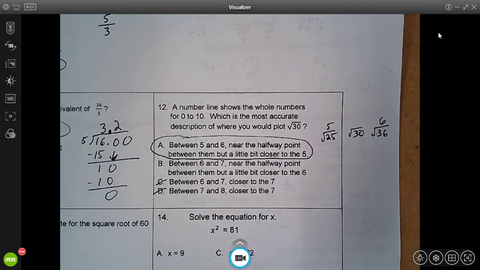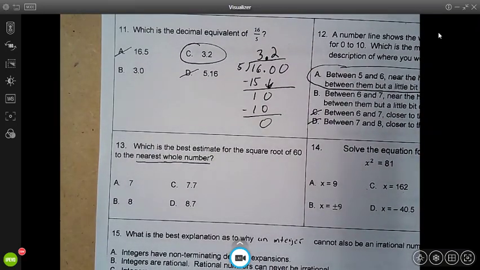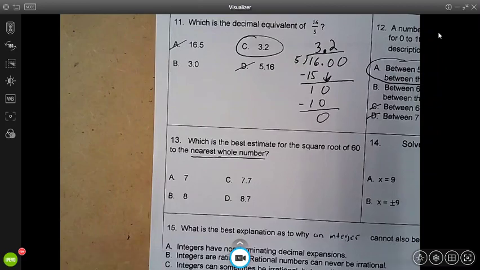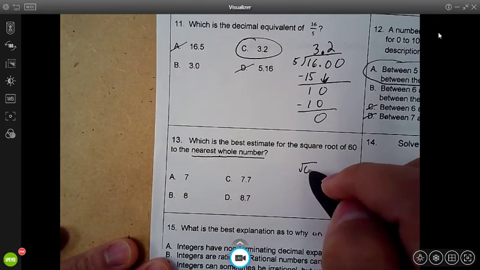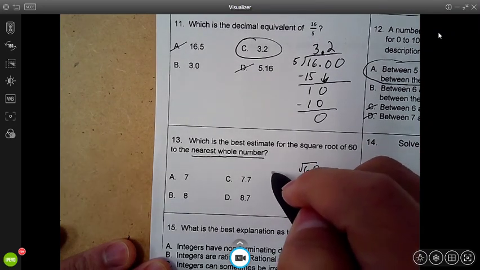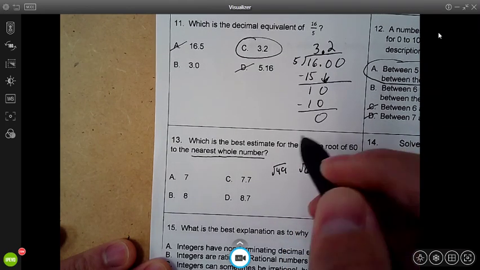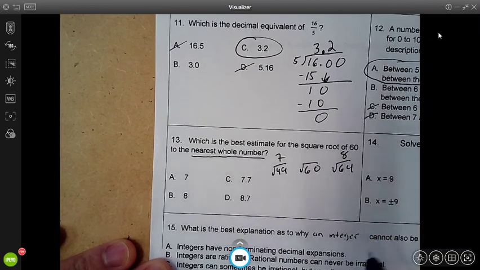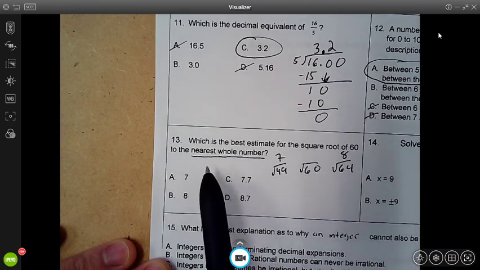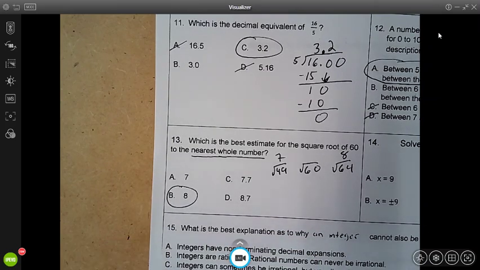Number 13. So whole number was underlined for you because you got some options that are in decimal. So you want it closer to the nearest whole number. The square root of 60. Well, the next lowest perfect square is the square root of 49. The next highest perfect square is the square root of 64. That's between 7 and 8. And you want to choose the nearest whole number. The nearest whole number is the 8. Okay, it would be 7 point something, but it's closer to the 8.